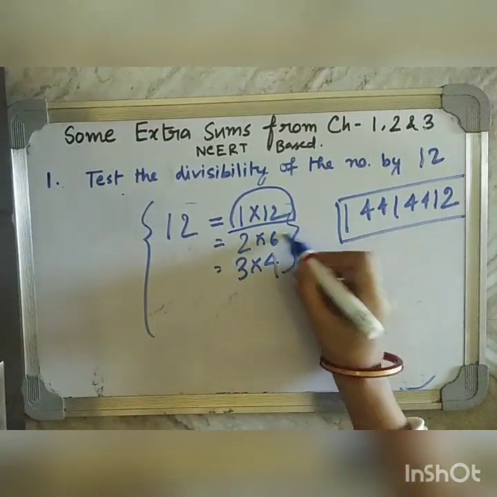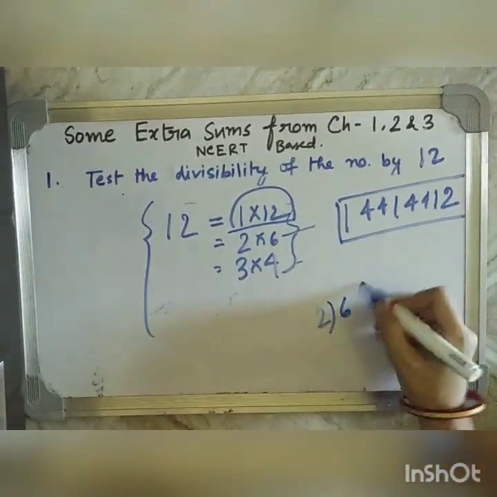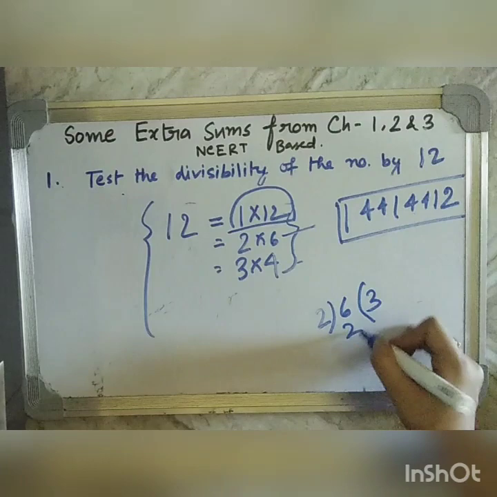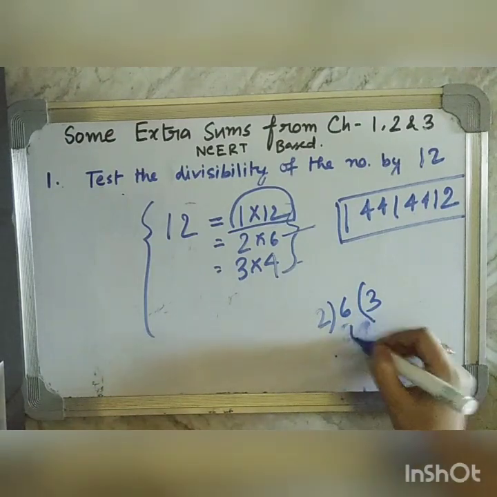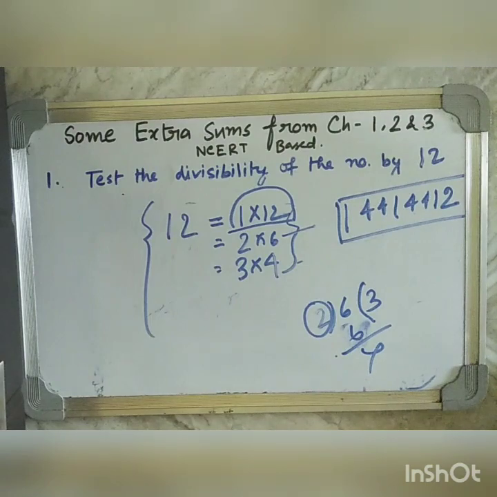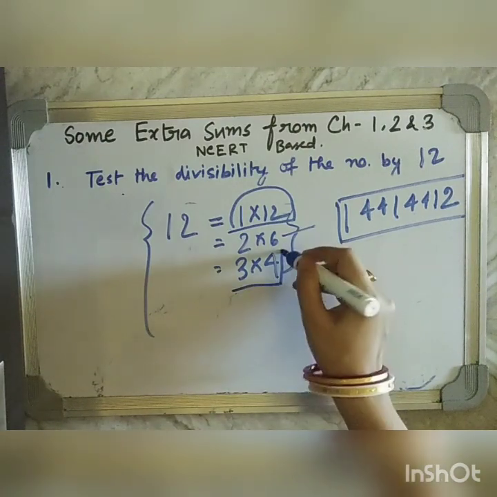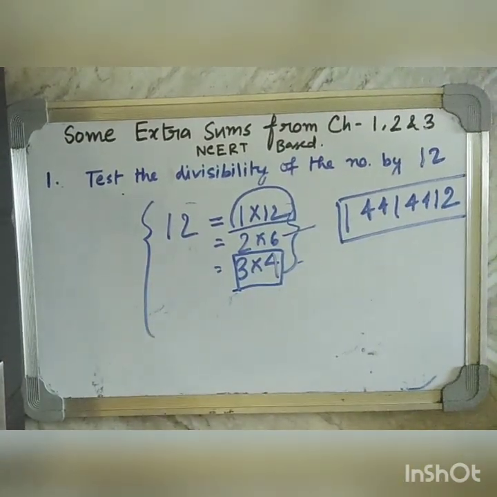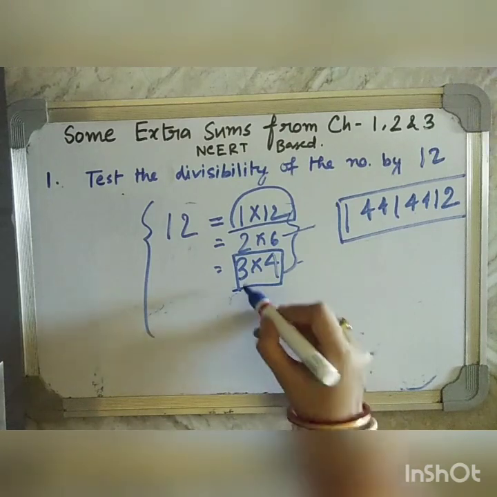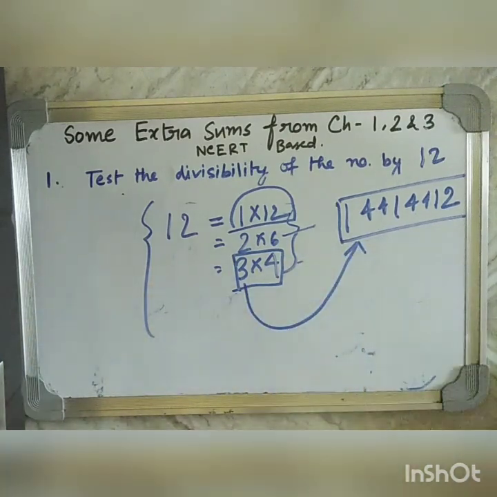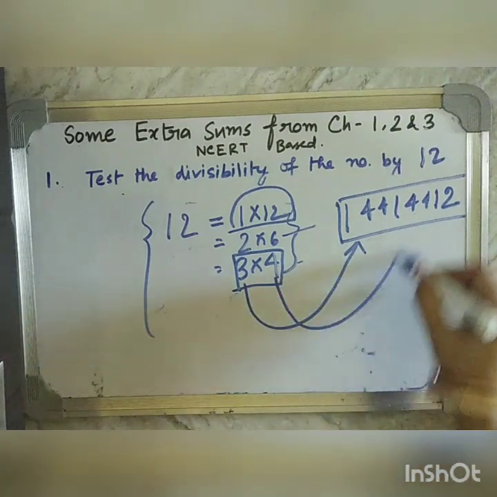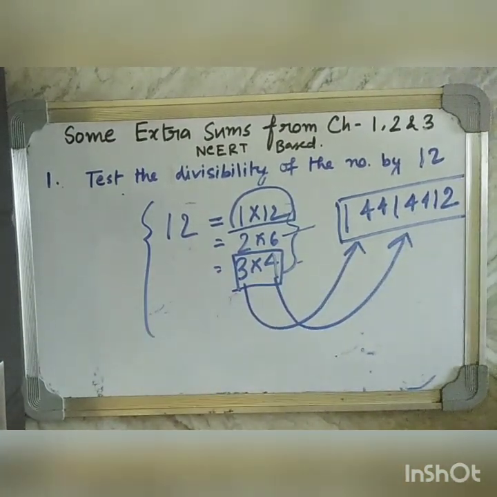2 and 6. If we find the HCF of 2 and 6, we will get 2, but the HCF must be 1. So which one is left? 3 and 4. So for the test of divisibility by 12, first we have to check whether this number is divisible by 3 or not. Then we have to check whether this number is divisible by 4 or not. If both of these numbers can divide the given number, then we can say that the number will be divisible by 12.